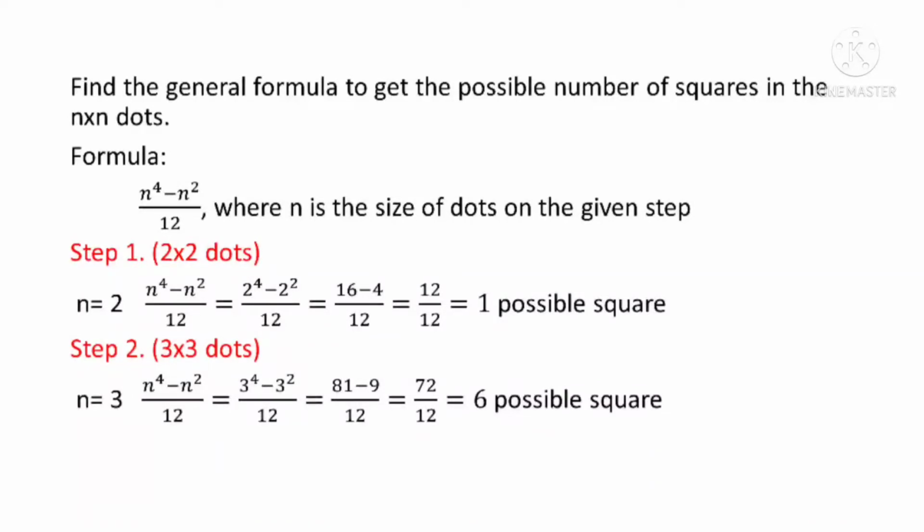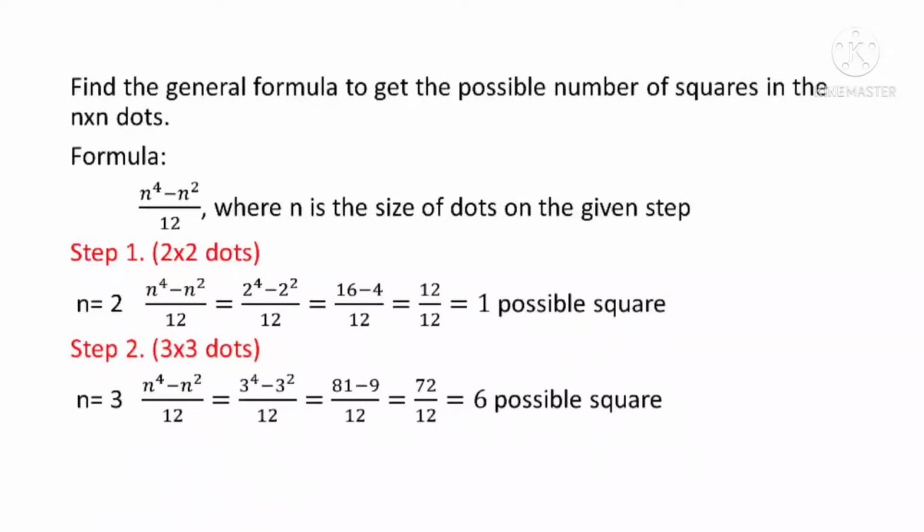Sa step 2 is 3 by 3 dots. Yung n natin is equal to 3. So, substitute ulit natin yung given. 3 raised to 4 minus 3 squared over 12 is equal to 81 minus 9 over 12 is equal to 72 over 12. Therefore, it is 6 possible squares. So, totoo siya, di ba? Yung step 2 natin kanina na meron na siyang rhombus, yung parang rhombus na square is 6 possible square.